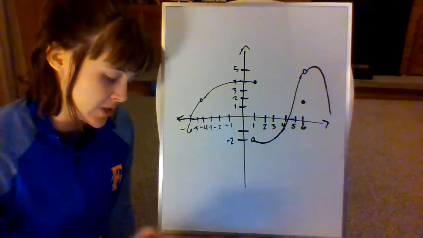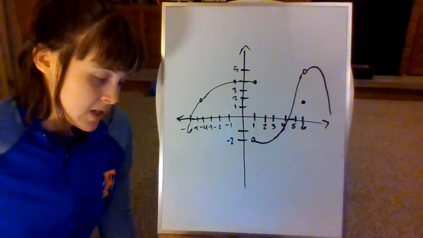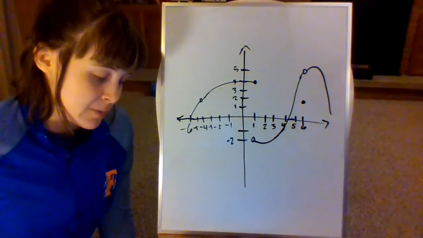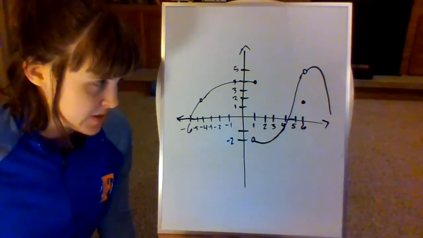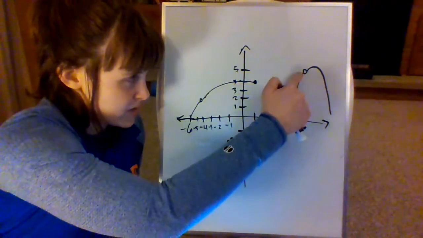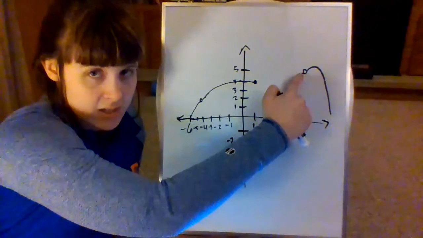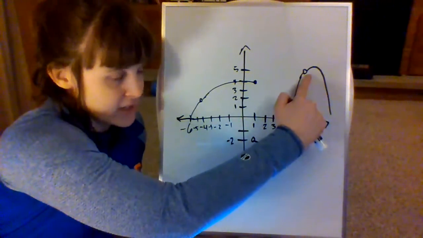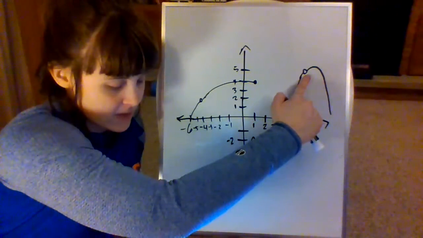Okay, so part C, if you keep scrolling, part C says find the limit of f of x as x approaches 6. So here's 6. As it approaches from the left, it's going to this point. As we approach from the right, it's also going to this point.